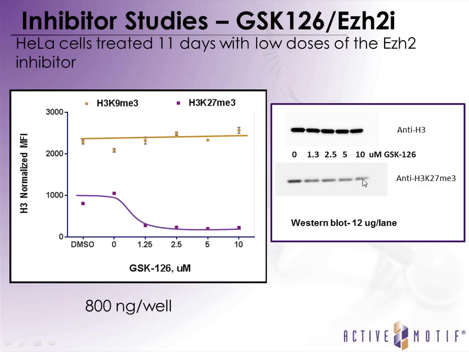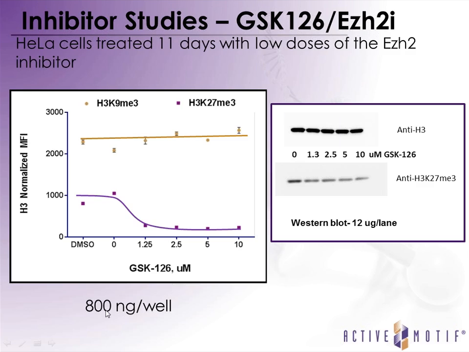You see a decrease in lysine 27 trimethylation in the Western blot, and a similar drop-off in signal in the multiplex assay, but no change at lysine 9.